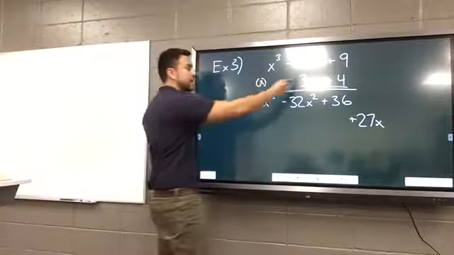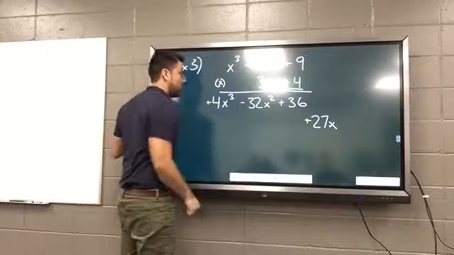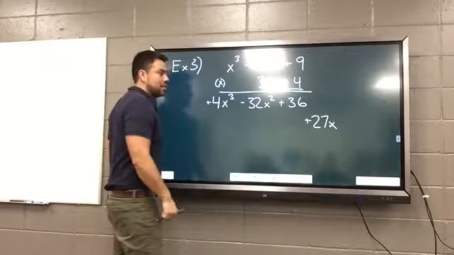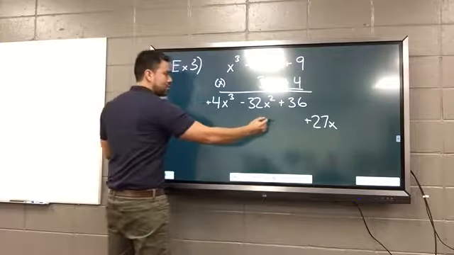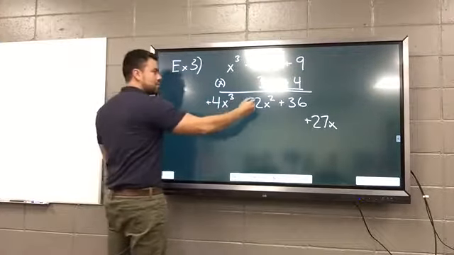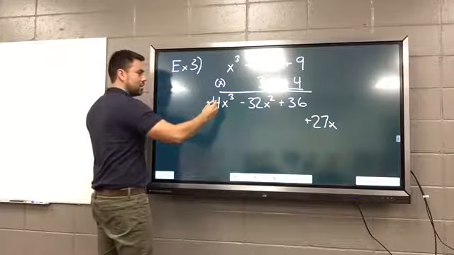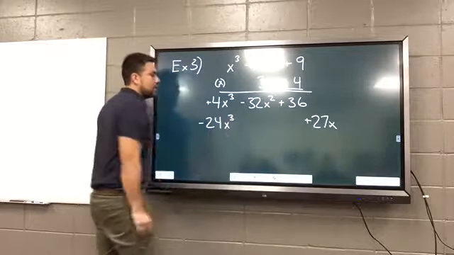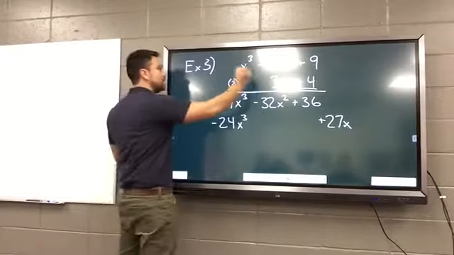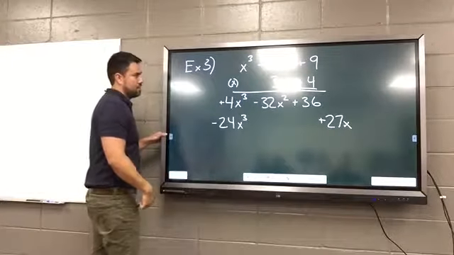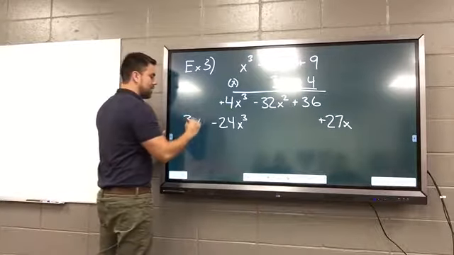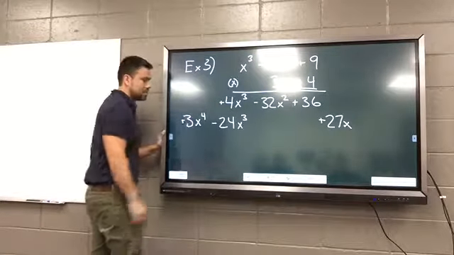Okay, what's 3x times negative 8x squared? Negative 24x to the third. Is there any like term here for negative 24x to the third? And then what's 3x times x cubed? 3x to the fourth. Positive 3x to the fourth, and I'll put that for emphasis.